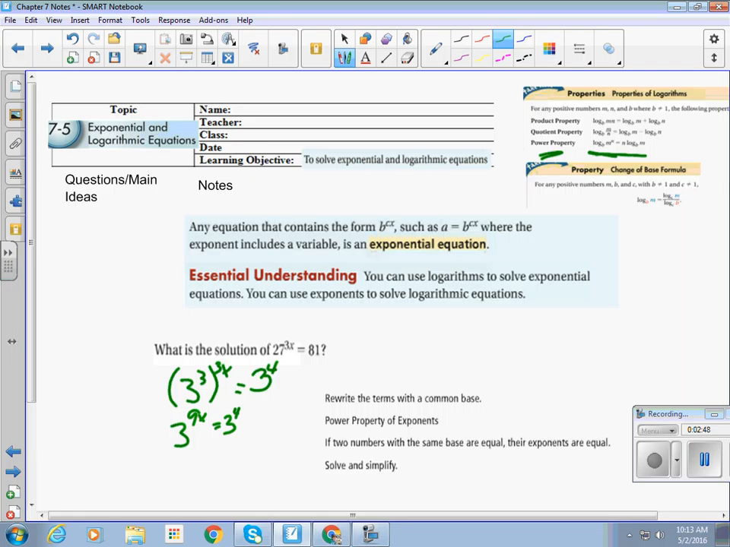If two numbers with the same base are equal, then their exponents are equal. So now I'm just looking at 9x equaling 4. If 3 to the 9x equals 3 to the 4th, then 9x equals 4. So now I get to solve and simplify. Divide both sides by 9. X equals 4/9.